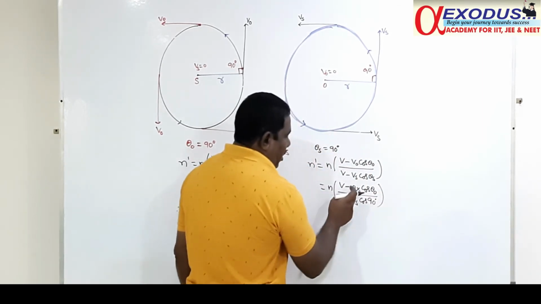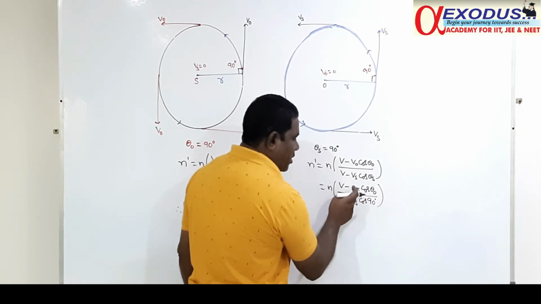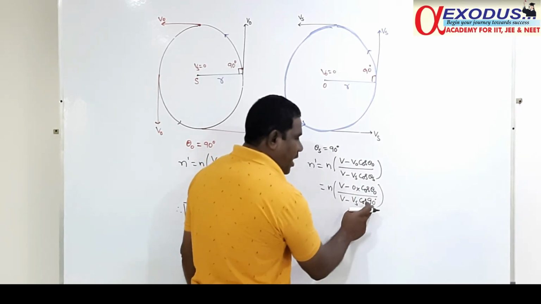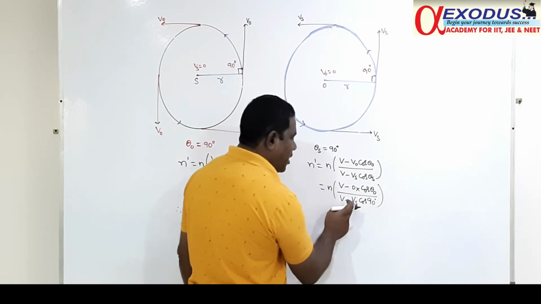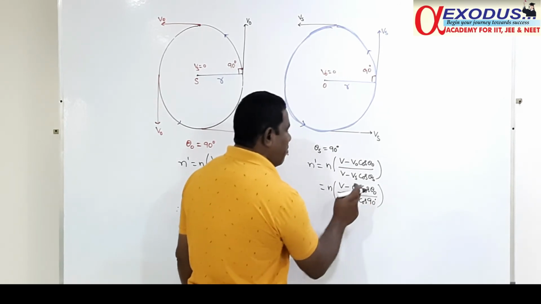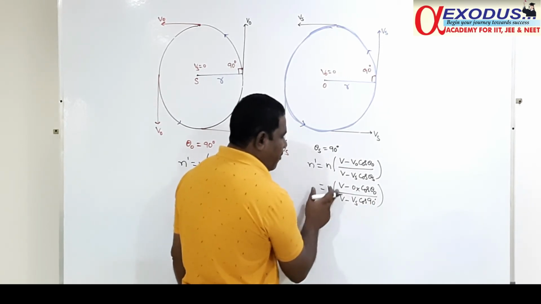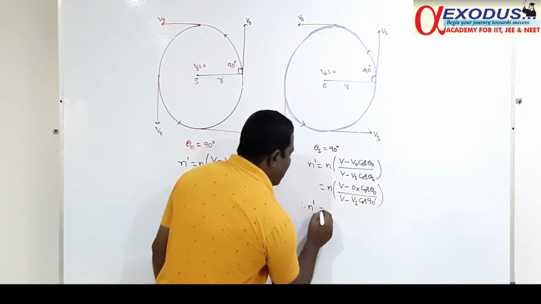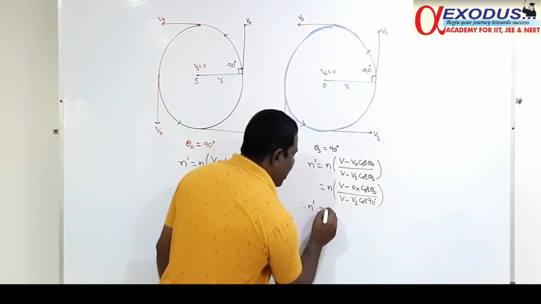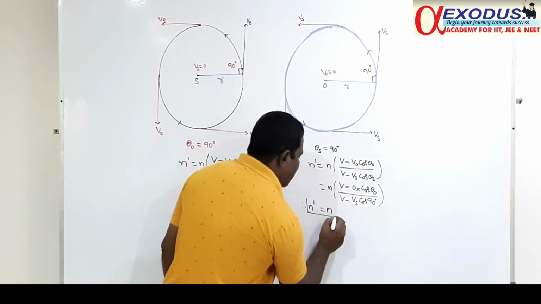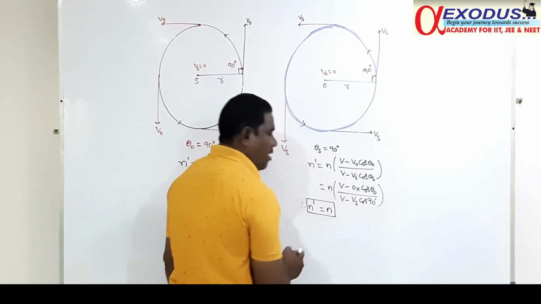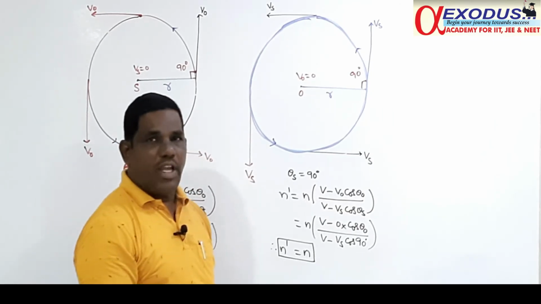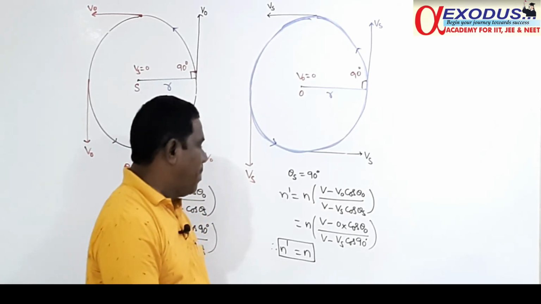Then 0 into something is equal to 0. Cos 90 is 0, into Vs is 0. This total term becomes 0. Then v by v is equal to 1. Therefore, the apparent frequency observed by the observer, n dash, is equal to its fundamental frequency n, or the normal frequency or natural frequency n.